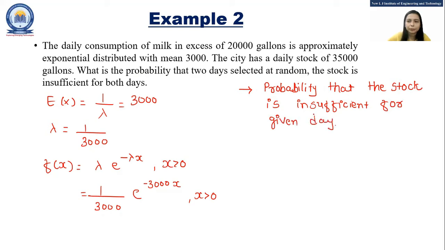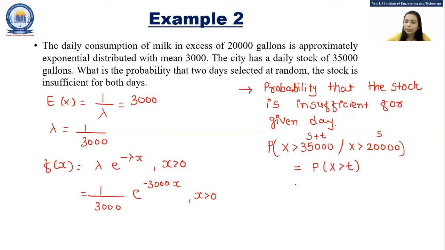Or for one day. Since over here the daily stock of milk is 35,000 gallons and the daily consumption of milk is 20,000 gallons, the probability is given as P(X greater than 35,000 given that daily consumption is greater than 20,000). From the memoryless property, this is your h plus t and this is your s. So that is equal to P(X greater than t), which is nothing but P(X greater than 15,000).